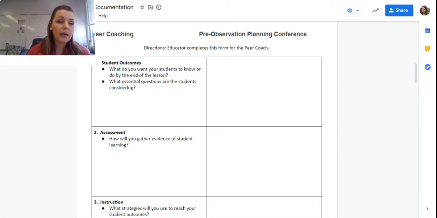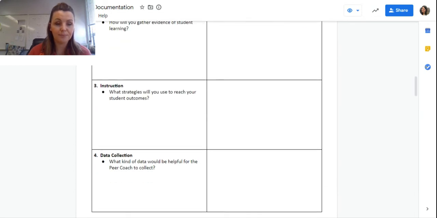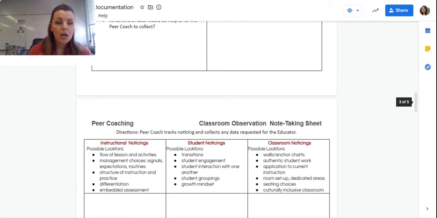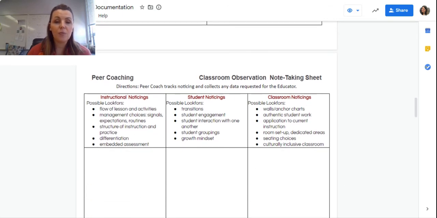It will be critical that the peer coach reads through this document before the classroom observation. During the observation, it would be helpful for the peer coach to track noticings and collect any data that the educator has requested. Some possible things to look for would be instructional, student, and classroom noticings.